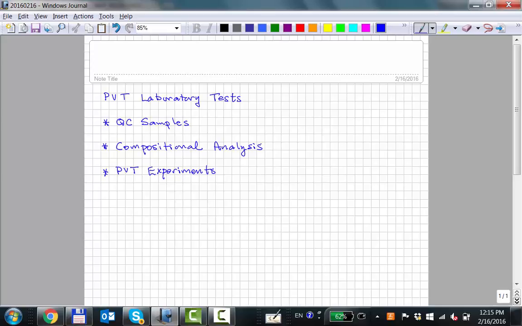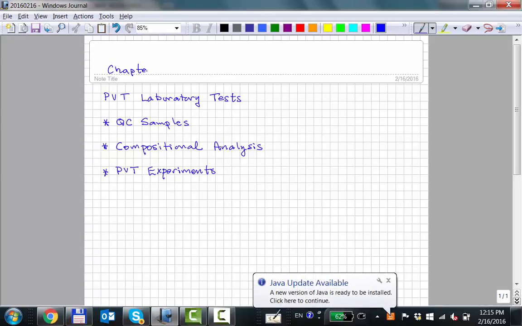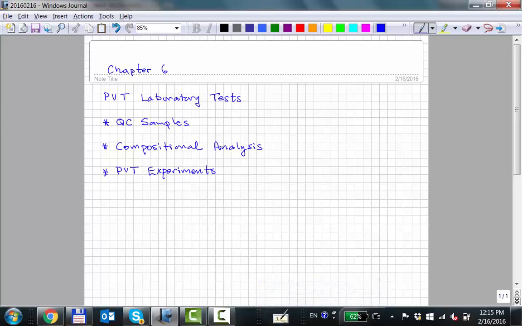This week we're going to cover the material in chapter 6. Well, not all of the material. I think it's called PVT Experiments. There are three fundamental kinds of things that are done in the laboratory.